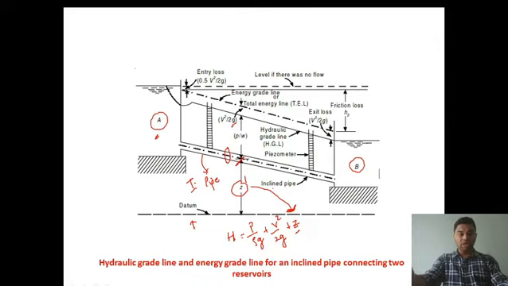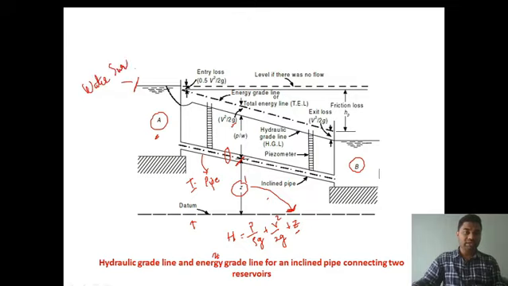So, in this problem, we will be looking at the variations of the hydraulic grade line for an inclined pipe connecting two reservoirs, reservoir A and reservoir B. Now let us talk about this hydraulic grade line. Look at the surface of the water at reservoir A. This is our water surface of reservoir A, and this is our water surface of reservoir B.